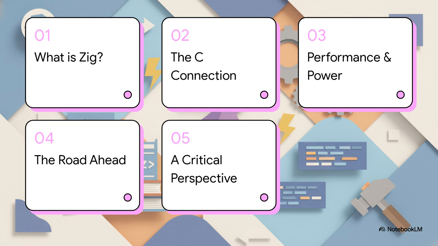All right, so here's how we're going to break it down. We'll start with the basics of what Zig is, then dig into its super tight connection with C. After that, we'll look at performance and some power features, see what's on the roadmap, and then wrap up with a more critical look at the trade-offs.